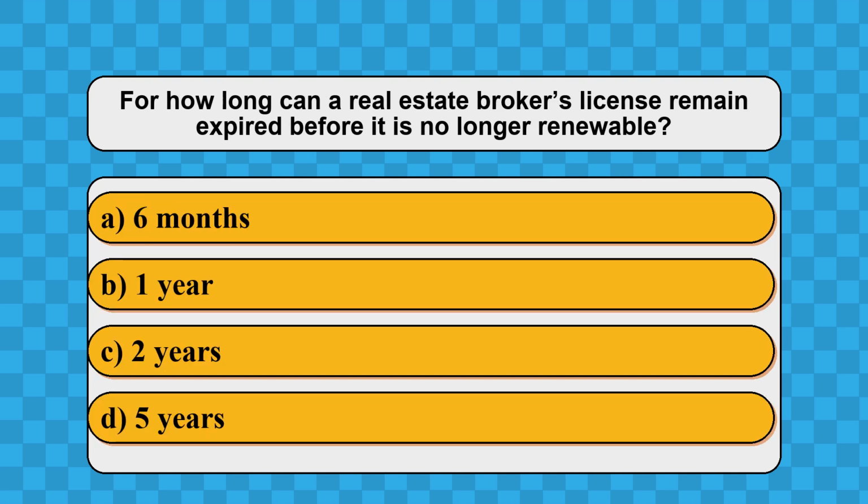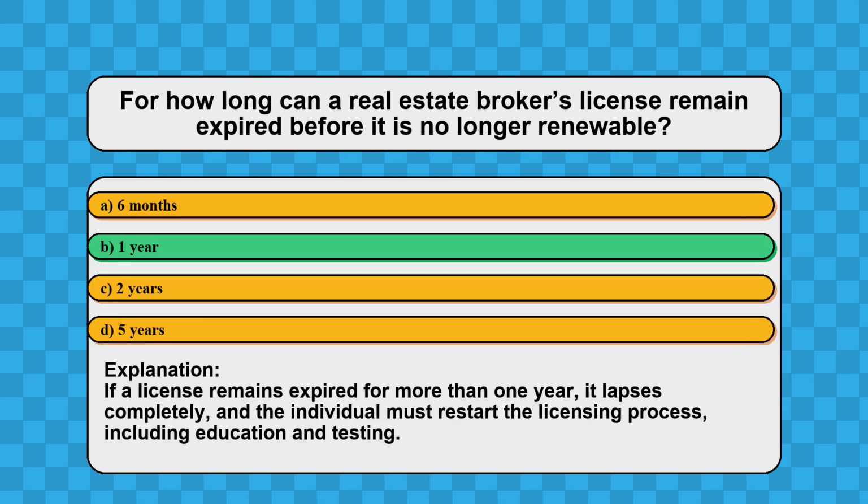Question 2. For how long can a real estate broker's license remain expired before it is no longer renewable? Option A, 6 months. Option B, 1 year. Option C, 2 years. Option D, 5 years. The correct answer is option B, 1 year. If a license remains expired for more than 1 year, it lapses completely, and the individual must restart the licensing process, including education and testing.